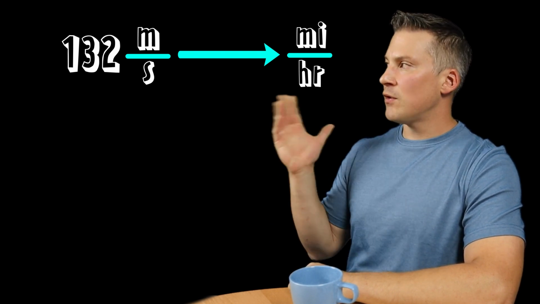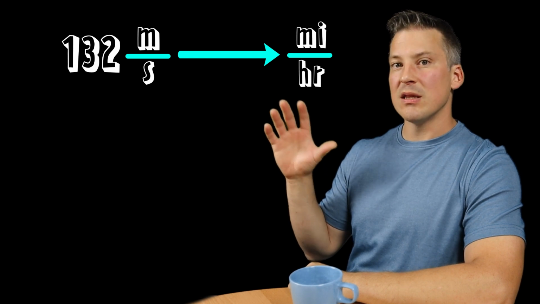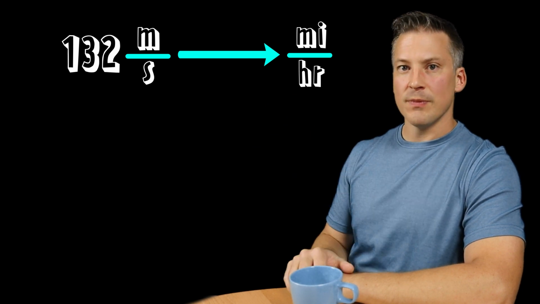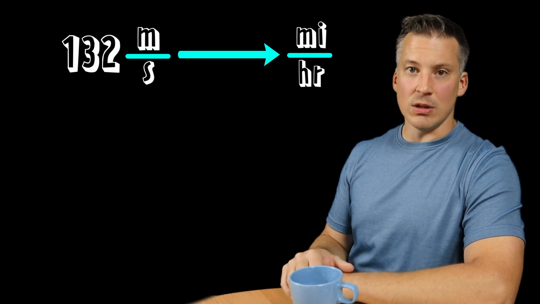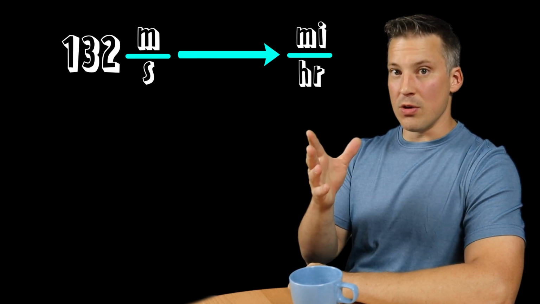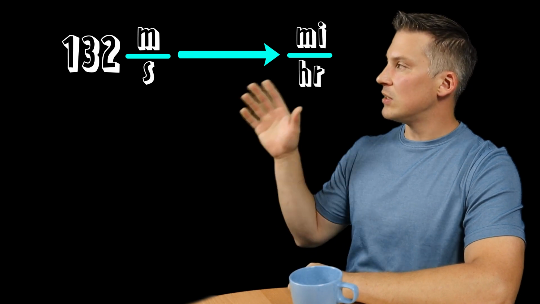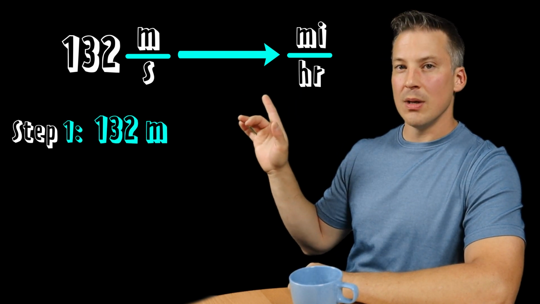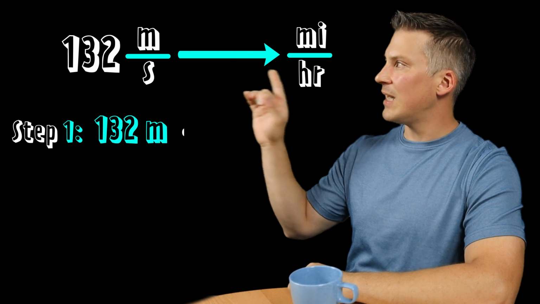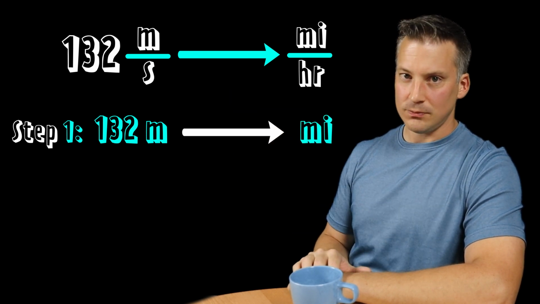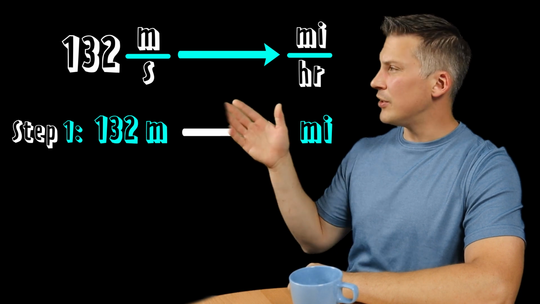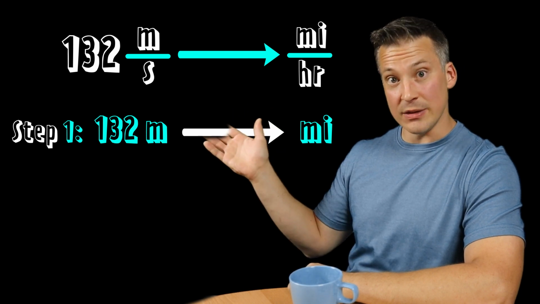So the first step is to break this problem up into two parts. I want to look at the numerator and the denominator separately. In other words, I'm going to take the 132 meters and convert that into miles. That's going to be one conversion. Then we're going to take the unit on the bottom, which was seconds.